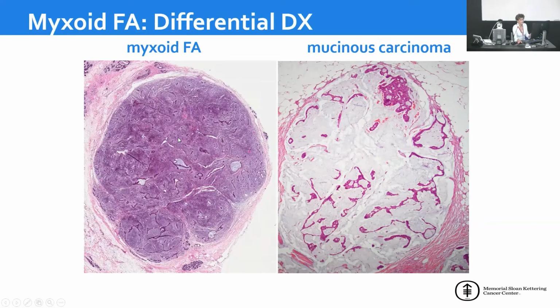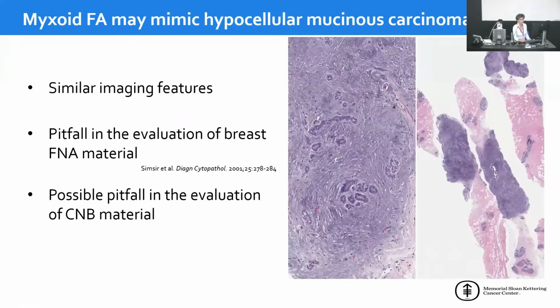The differential diagnosis may also include a very superficial look of a myxoid fibroadenoma that has very bluish myxoid stroma, which may mimic the mucin in a mucinous carcinoma. And this is more a problem if you have a small sample. There are papers from NYU where they reported it as a pitfall in the evaluation of breast FNA material, where the myxoid stroma of a myxoid fibroadenoma was interpreted as mucin. And the imaging doesn't help you, because both myxoid fibroadenoma and mucinous carcinoma will have similar imaging features.